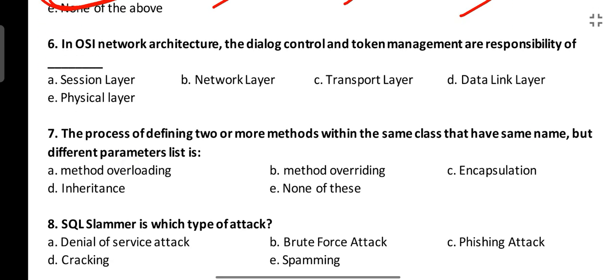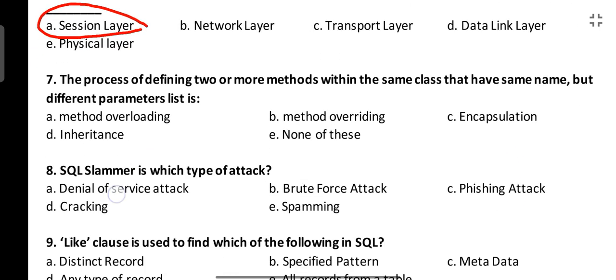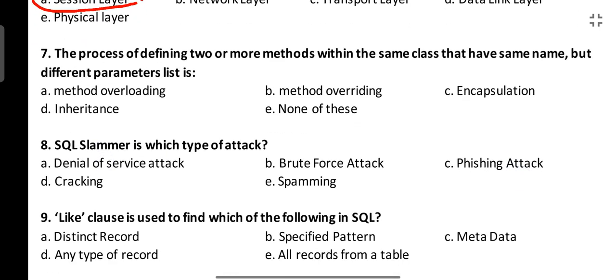Next is, in OSI network architecture, the dialog control and token management are the responsibility of. Dialog control and token management are all part of the session layer. Establishing a session requires dialog control and token management. So the answer is session layer. Next is, the process of defining two or more methods within the same class that have the same name but different parameter lists is. This is known as method overloading. Option A.